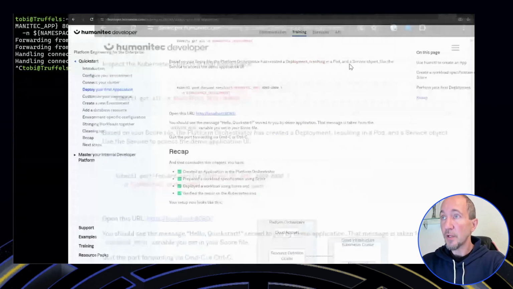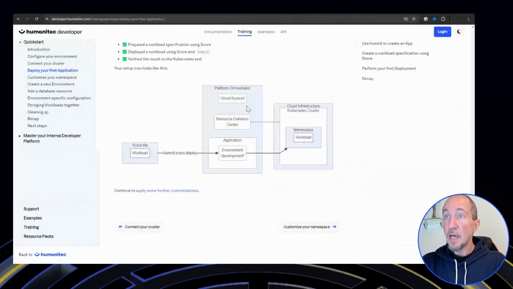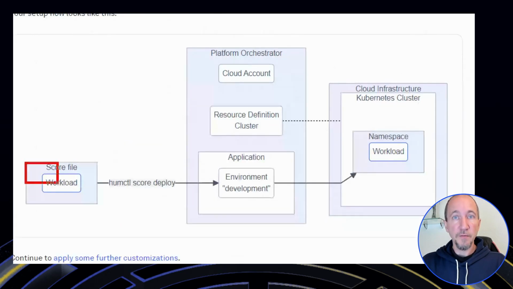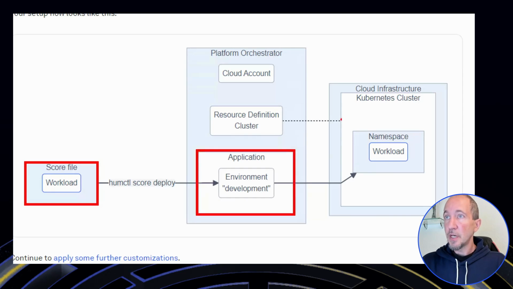So let's recap real quick. Our setup grew quite a bit. So we now have a score file that defines a single workload, which is a Hello World workload consisting of one container. And using the cloud account and the resource definition we created earlier, we could deploy into the development environment of our sample application, which made the Platform Orchestrator perform an actual deployment to our cluster, create a namespace, deploy the workloads into it, and that's what we just saw.